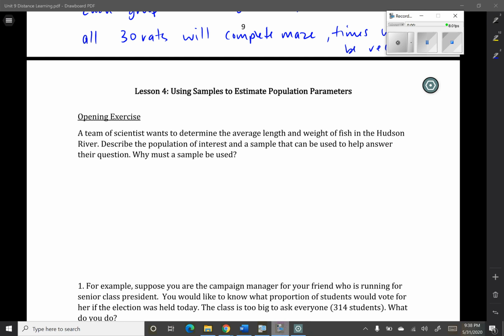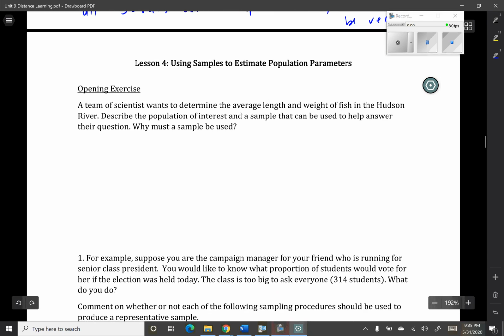Basically, the rundown of lesson 4 is we're going to take something that's a sample and say, we now know this about my sample, so now we can say it's probably true about the population too. We're making estimations or inferences, whatever word you want to say, that allows us to say that we're predicting something from a smaller sample. So the opening exercise kind of goes through why we need to do this.